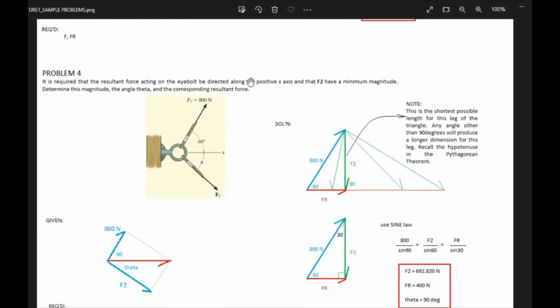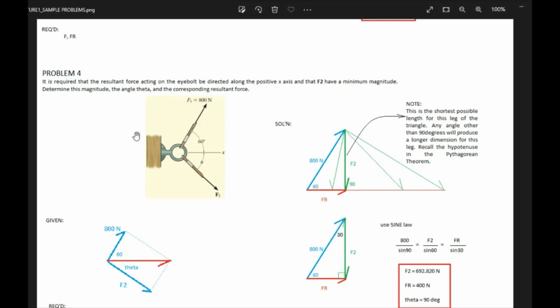Next, we have problem 4. It is required that the resultant force acting on the eyeball be directed along the positive x-axis and that F2 have a minimum magnitude. Determine this magnitude, the angle theta, and the corresponding resultant force.